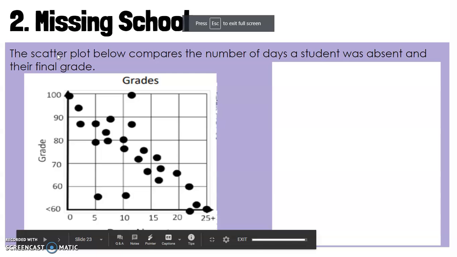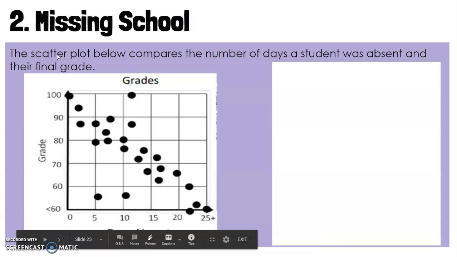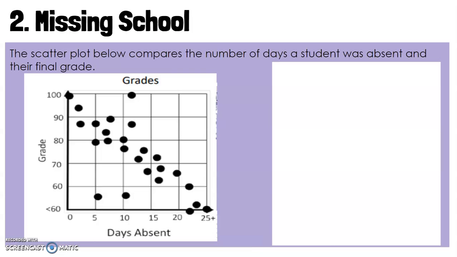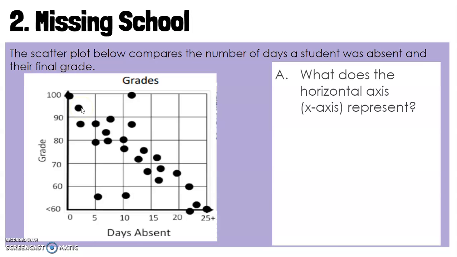Let's pick up where we left off on number 2. So number 2 is titled Missing School. So the scatter plot below compares the number of days a student was absent and their final grade. Each point is a student in class, and it tells us two things. It tells us the days they were absent and their final grade.